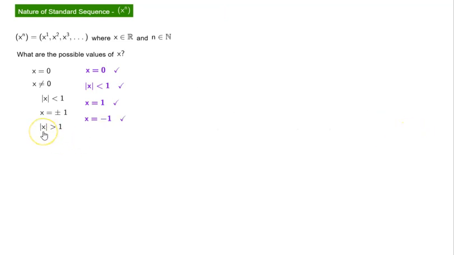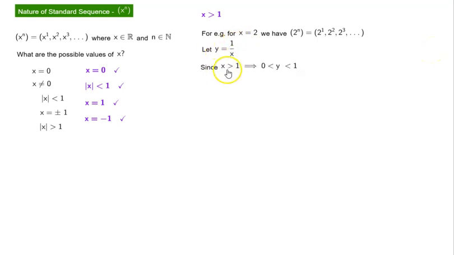Now, magnitude of x is greater than 1. That means x is greater than 1 or x is less than minus 1. So let's look at x greater than 1 first. So for example, let's say x equal to 2. Then we would have 2 to the power of n equal to 2 to the power of 1, 2 to the power of 2, 2 to the power of 3 and so on. Let y is equal to 1 by x. Since x is greater than 1 in the denominator, that means y is less than 1. And since x is also greater than 0, that means y is between 0 and 1.